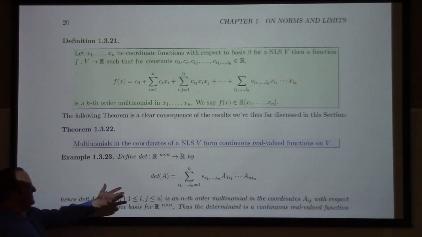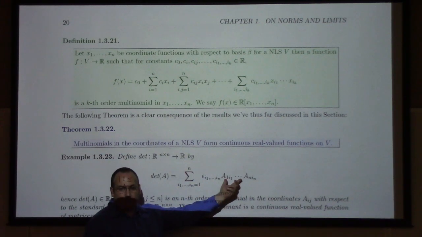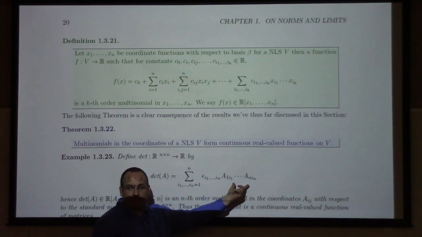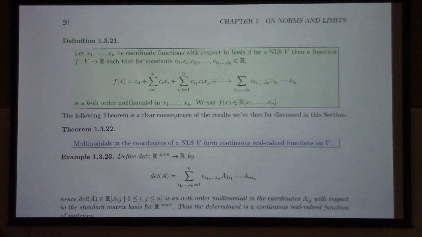So here's what I'm really after. The determinant is a multinomial of the coordinates of a matrix. It's a sum of products of entries of the matrix. The entries of the matrix are the coordinates of the matrix. And so the determinant is a continuous function from R^(n by n) to R.